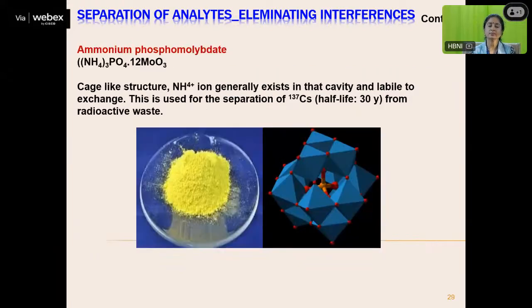Next one is ammonium phosphomolybdate. And this is the formula. It has a cage-like structure, as you can see here. This is a cage-like structure. And the ammonium ion generally exists in that cavity and it is labile for exchange. So this is used for the separation of cesium-137, whose half-life is around 30 years, from the radioactive wastes.